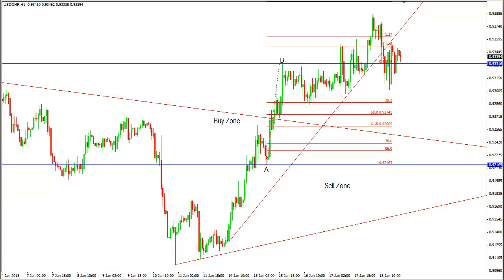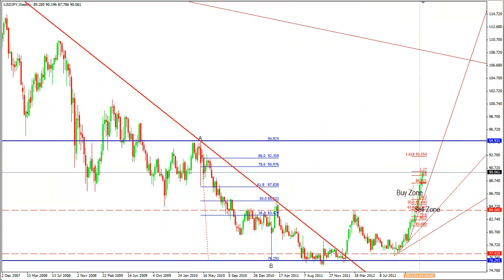Let's take a look now at the next one. Okay, USD JPY. Well, it's been some move. A, 94.97, B 76.29. This is the retracement that we've been following.